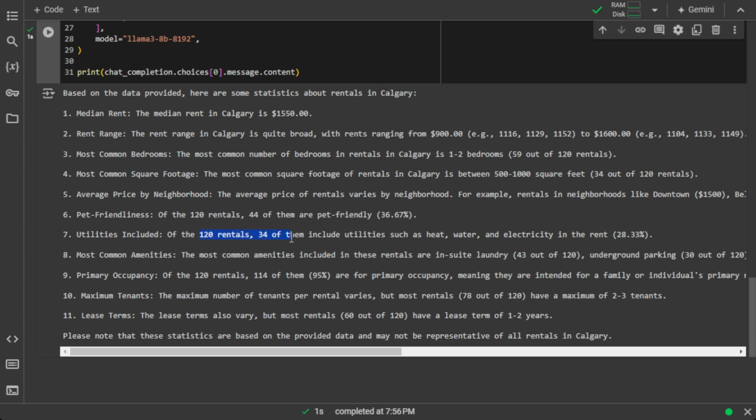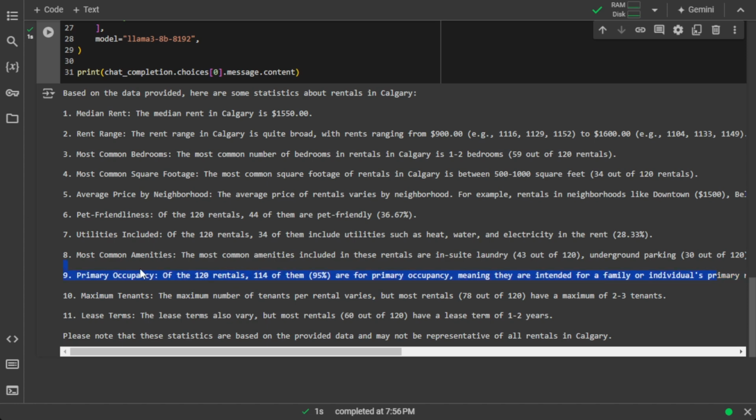Utilities, a quarter of them include utilities. Most common amenities are in-suite laundry, underground parking, balcony. Let's see, what else do we got here? Maximum occupancy. I don't know where it's getting this from. Maybe it's extrapolating that the number of bedrooms is the maximum occupancy. I don't know where it's getting that.